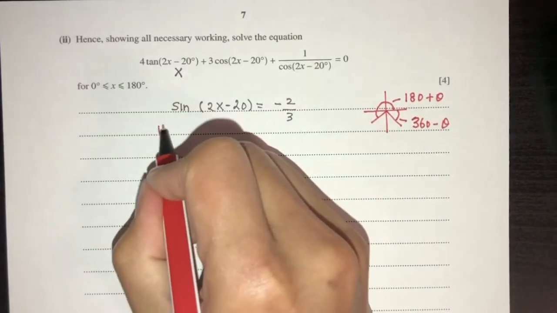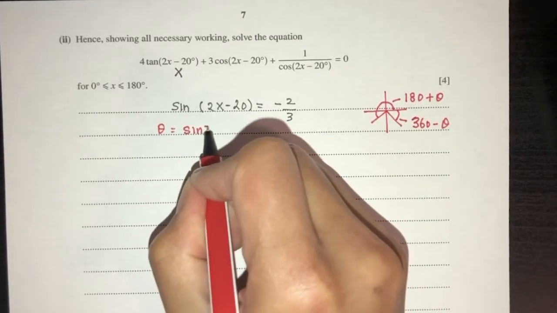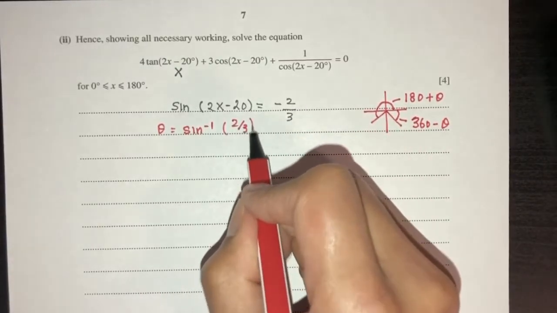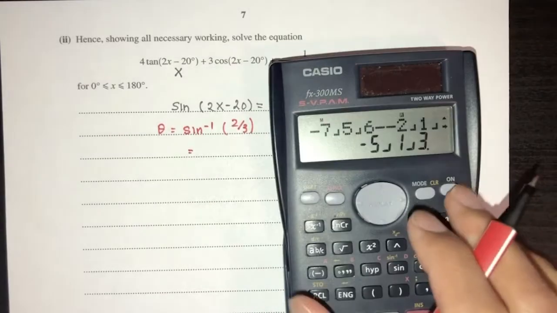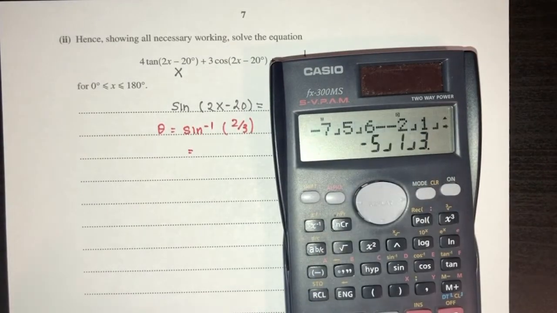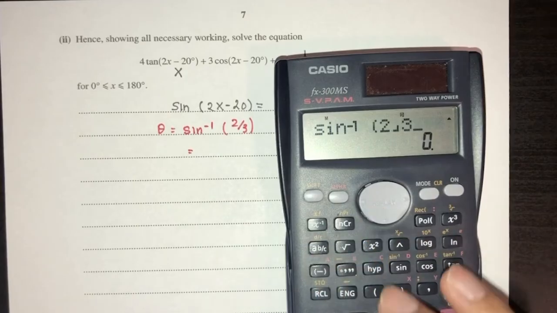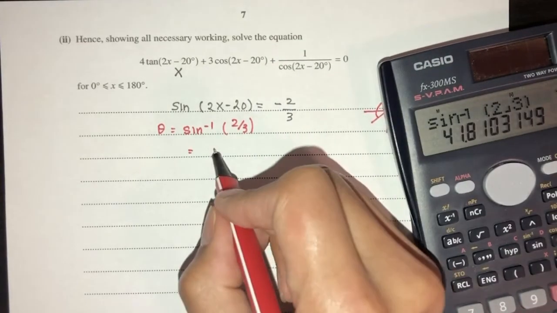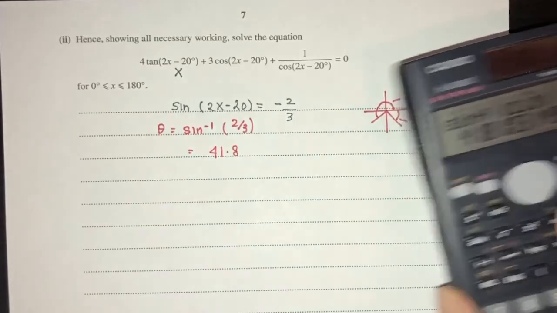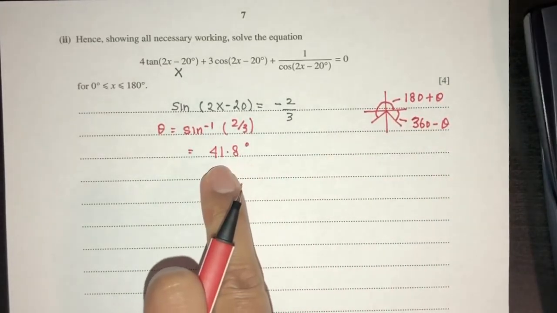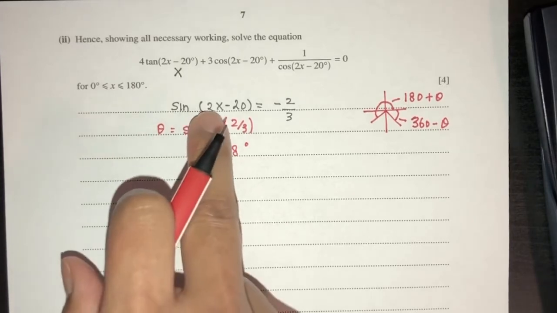Okay, so theta is equal to sine inverse of the positive value of this, so 2 over 3. So let's see what we get. It has to be in degrees, so sine inverse of 2 over 3. That will be 41.8 degrees. But we are not looking for the value of theta. We are trying to find x.